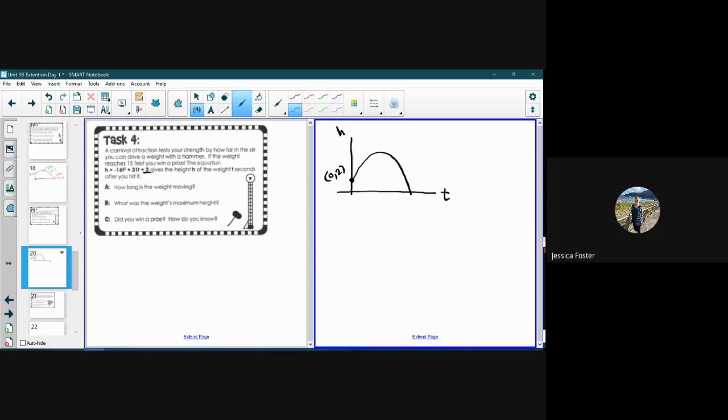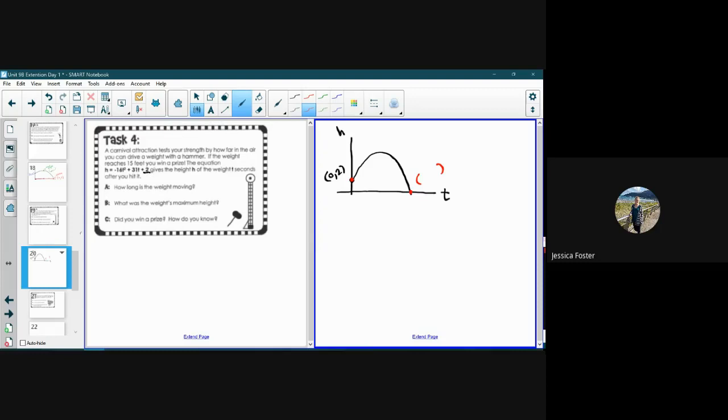So first of all, how long is the weight moving? Well, the weight's time in motion is from when you hit it, where t is 0, all the way to where it comes back down and stops moving again. So that would be from start to finish. When is the height 0? We go from 2 at t equals 0 to height 0. So we need to figure out what this solution is, and in order to figure out the solution, we are going to have to use the quadratic formula.